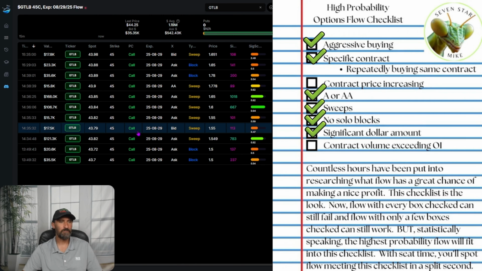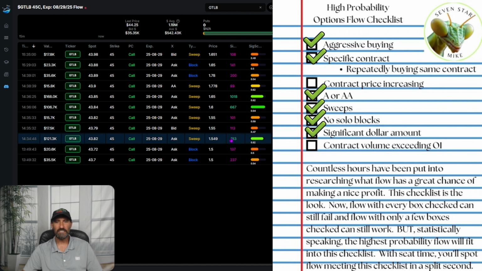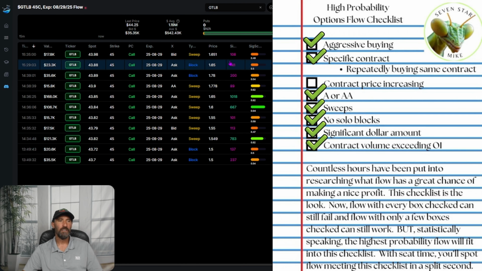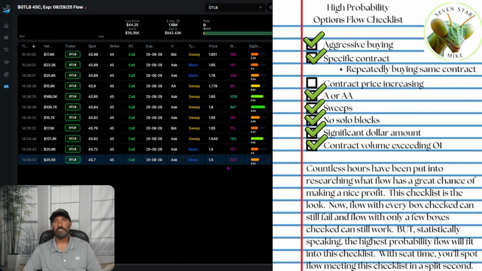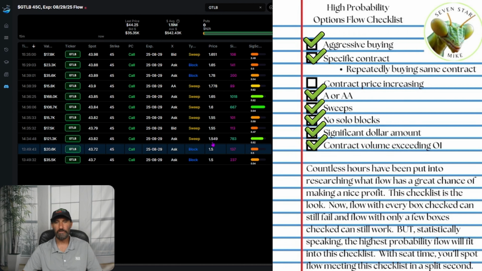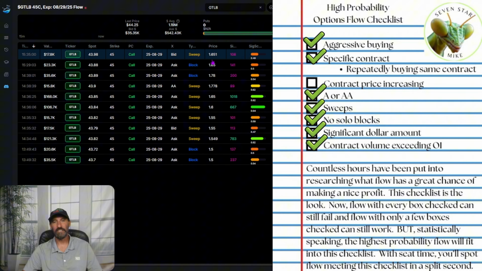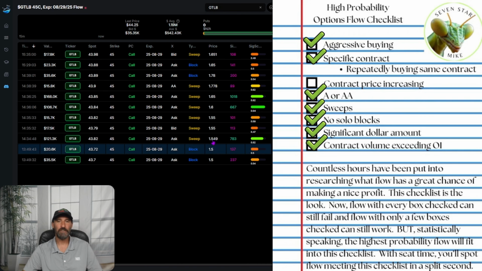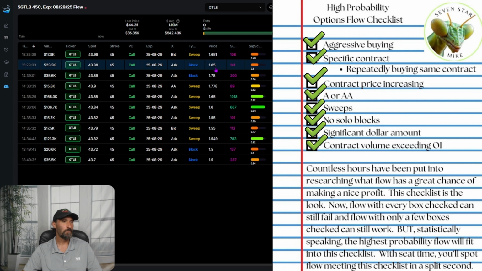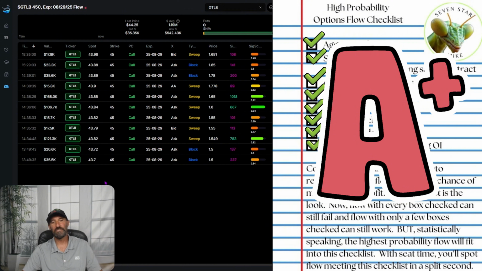And then the contract volume exceeding the OI, I can see that from this column here. So that's telling me that there's an increased activity in this particular contract compared to what's been open prior to today. And the contract price increasing, I did skip that one. 150, 155, 160, 177, 178. It did drop a little bit there, but that is generally contract price increasing. So this has the look of everything that I like to see in options flow.